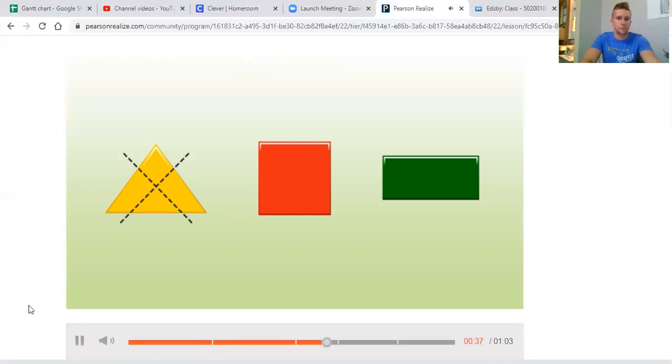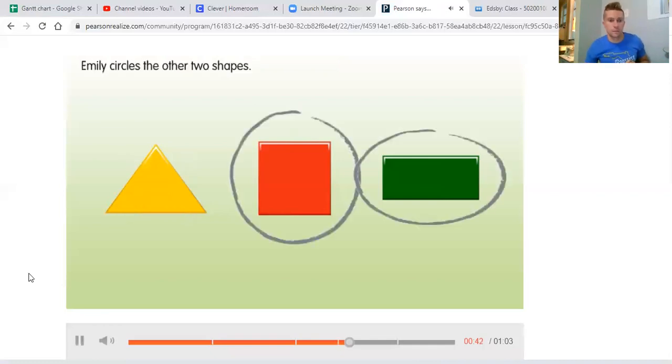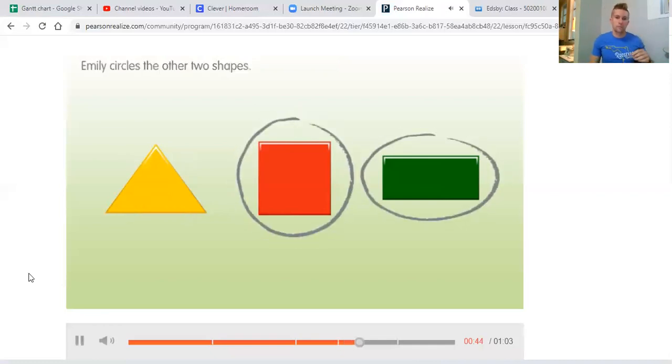What about the other 2 shapes? Okay, now we already talked about it, right? This shape here, the red one, this shape here, the green one, 4 sides, 4 vertices, or 4 corners, all right, however you want to call it, all right? They both have 4 sides and 4 vertices. Emily circles the other 2 shapes. Why does she circle the 2 shapes? They are rectangles. How do you know?